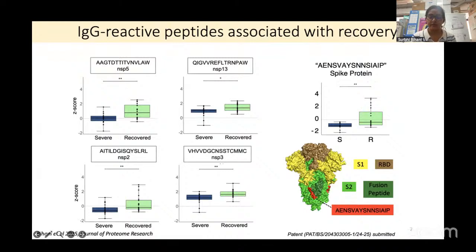Now, since we had two cohorts, one severe and one recovered, we tried to look at whether some of the epitopes were associated with recovery or severity. We found that some of the peptides were mostly reactive in the recovered cohort. So we hypothesized that the antibody response against these epitopes, these peptides, is associated with recovery. One of them was a particular peptide in the spike region, which was highly associated with recovery. It is at the junction of the S1 and S2 subunits, and this region actually facilitates the entry of the virus into the cell.